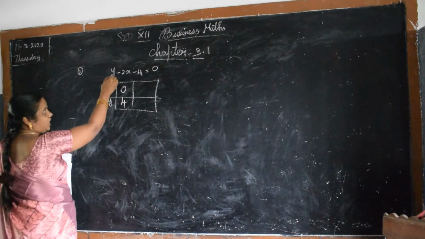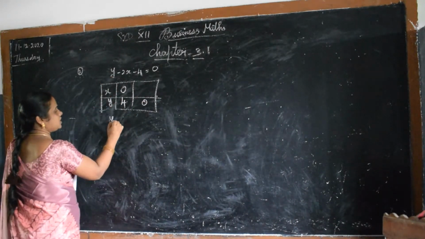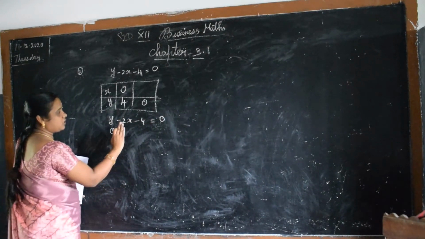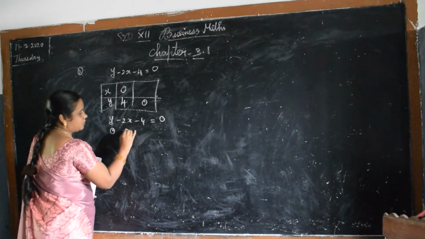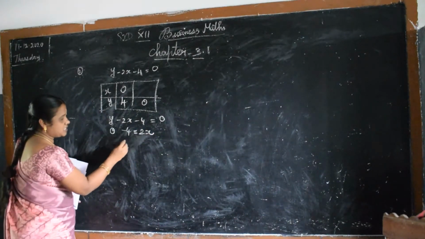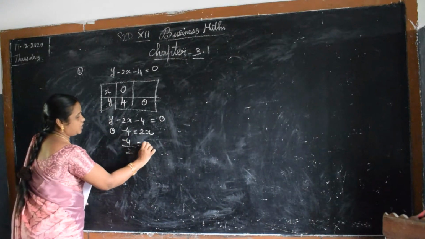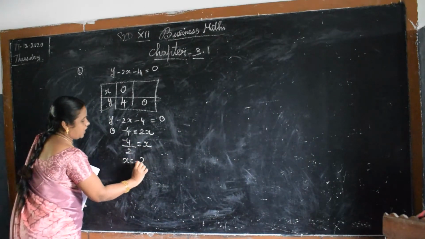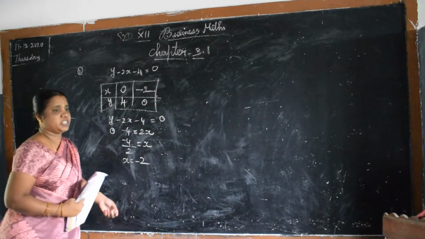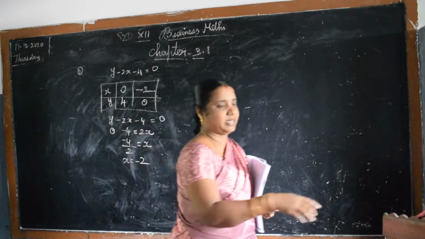Next, substitute y is equal to 0. So what will come? See, y minus 2x minus 4 equal to 0. Substitute y is equal to 0. Then this 2x goes to the other side. Minus will become plus 2x. Then you bring this to this side. The denominator will be by 2. So x is equal to minus 2. So the value is minus 2. Okay. Now you found 2 points. Now with the help of this we can draw the diagram. See?